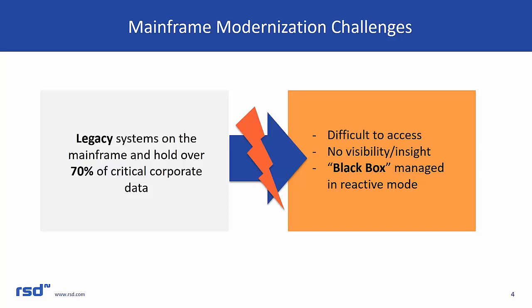But what is interesting is that on the mainframe, over 70% of critical corporate data is processed and held on those platforms. The challenges are that it is often difficult to access. There's little visibility and insight into the processing that's going on the mainframe. And it's viewed oftentimes as a kind of black box, and managed oftentimes in a more reactive mode rather than proactive and integrated closely with business processes.